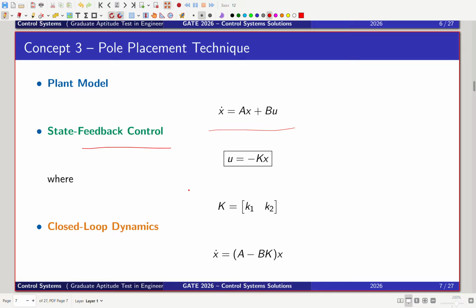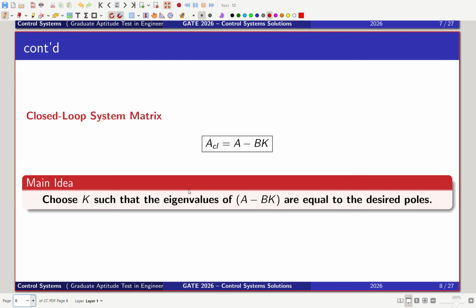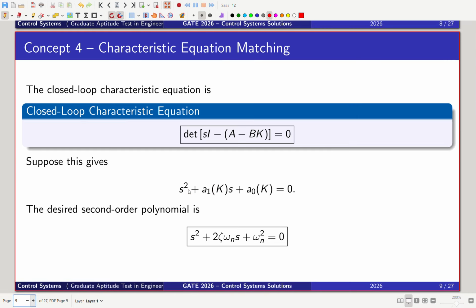Here K is a proportional controller gain, basically K1 and K2, and you put this in to get A minus BK. So the state matrix is going to change, and the pole placement also changes. This is the closed loop system matrix. We have to choose K such that the eigenvalues of this, meaning the poles, are equal to the desired poles. That's the way we have to do it.